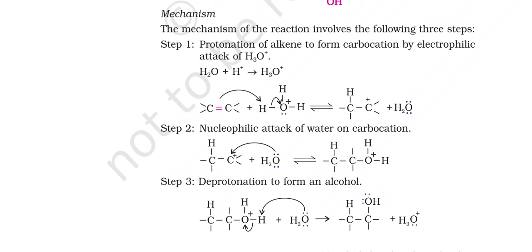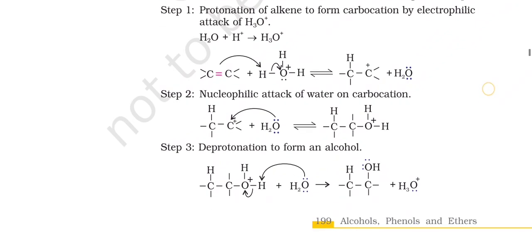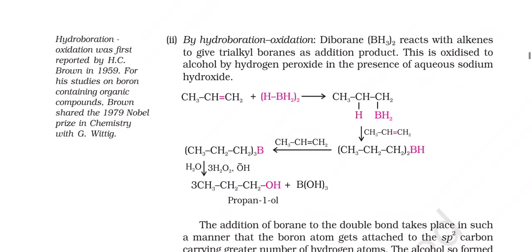Mechanism. The mechanism of the reaction involves the following three steps. Step one, protonation of the alkene to form a carbocation by electrophilic attack of H3O+. Step two, nucleophilic attack of water on the carbocation. Step three, deprotonation to form an alcohol.